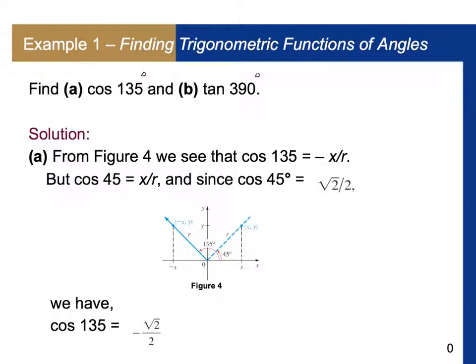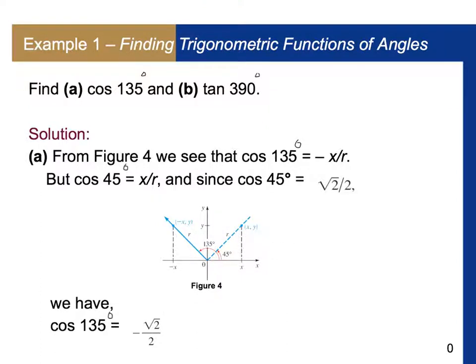And this should be degrees here. So should we put degrees there for those angles? I'm not talking about radians. So our cosine of 135 is minus square root of 2 over 2 because it's reflected this way, the x's.